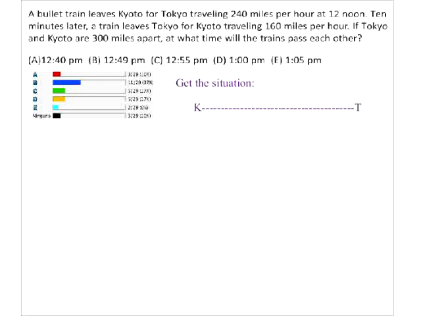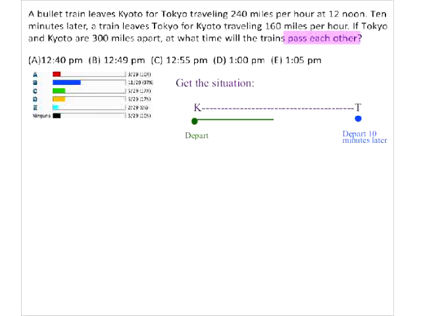And at 12 noon, so at some time, a train leaves here. And at another time, which is later, a train leaves here. So this train departs from here, and this train departs from here 10 minutes later. And then they pass each other, which is the same thing as when will they meet.